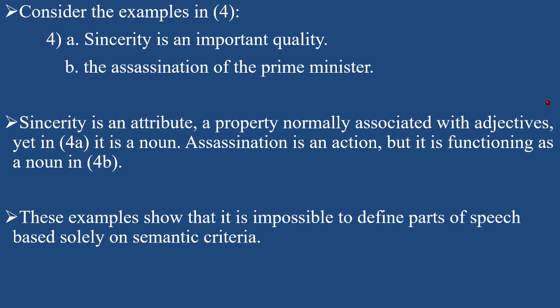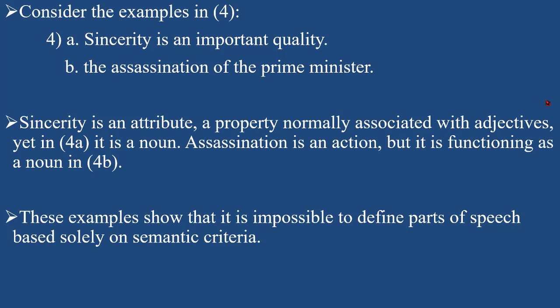Consider also the example in 4. Sincerity is an important quality. The assassination of the prime minister. So sincerity is an attribute. An attribute is a property normally associated with adjectives. But in 4a, it is a noun. Assassination is an action, but it is also functioning as a noun in 4b.